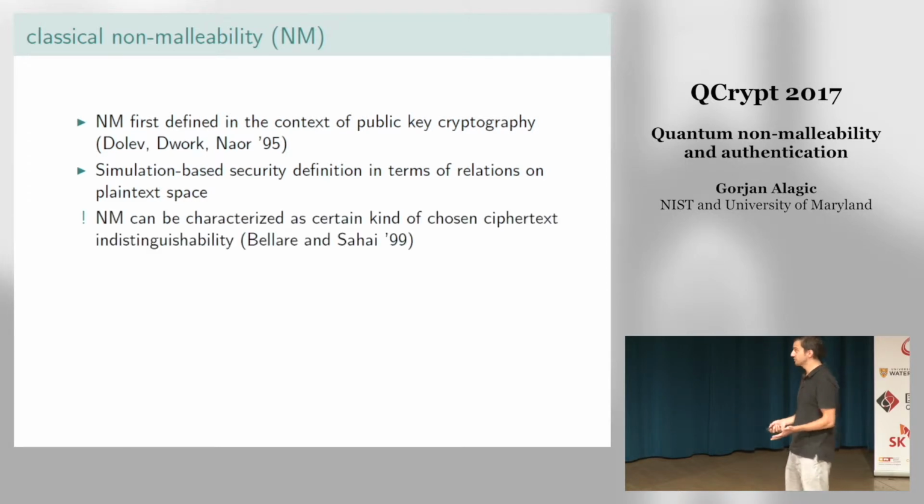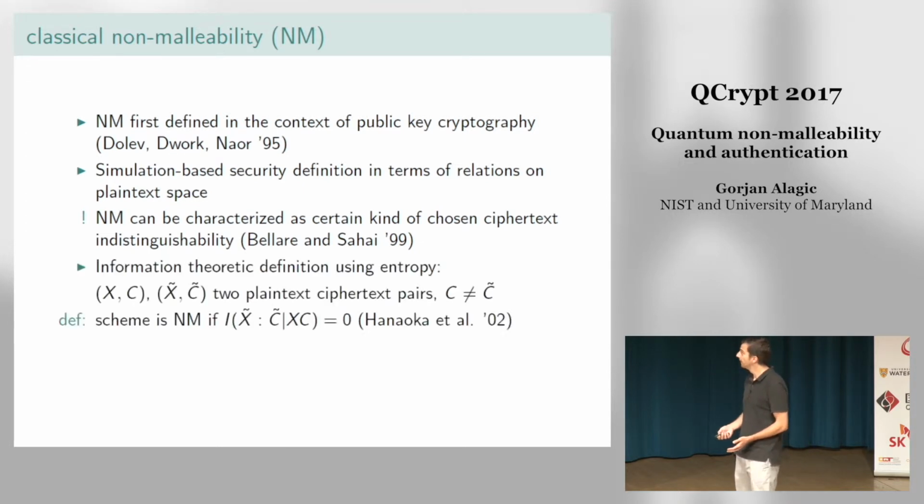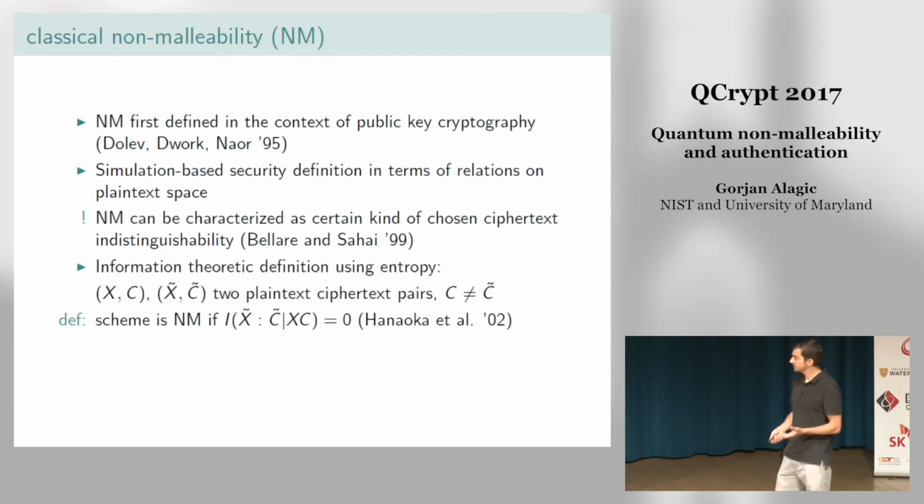So it turns out it can also be characterized as a certain kind of chosen ciphertext indistinguishability. For us, I think the most useful kind of classical definition is this information theoretic one by Hanaoka et al. from 2002. And it says the following thing, okay? So now this is the information theoretic one-time setting. And this is what the definition says.